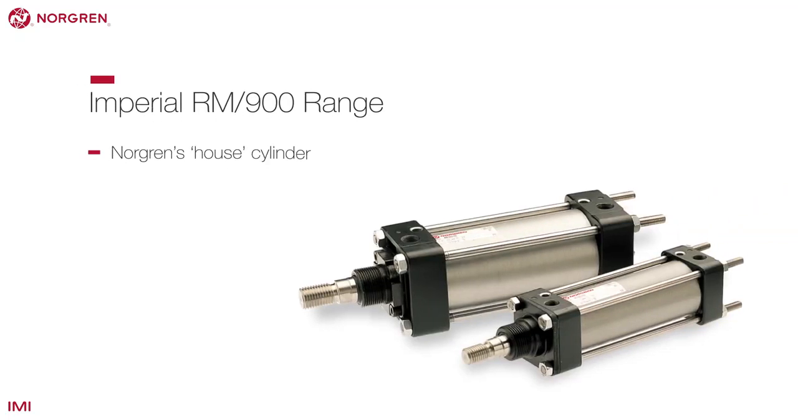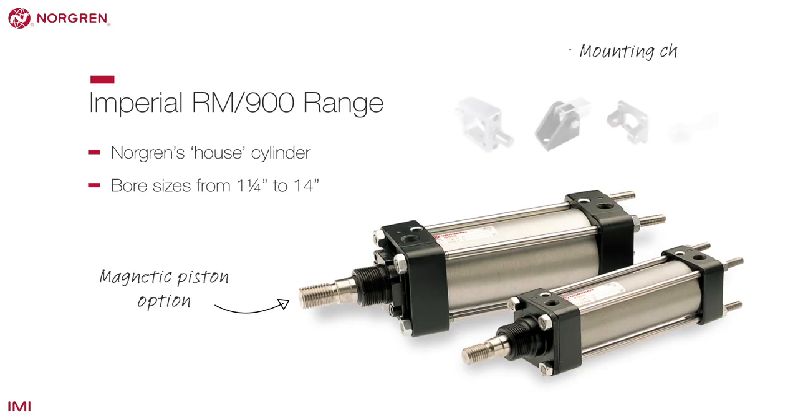This is Norgren's well-established house cylinder. It comes in a range of bore sizes, has a magnetic piston option up to 4-inch bore, and is available with a range of mounting choices.